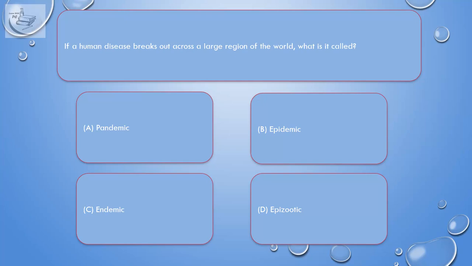Question: If a human disease breaks out across a large region of the world, what is it called? A. Pandemic, B. Epidemic, C. Endemic, D. Epizootic. Correct answer is A. Pandemic.